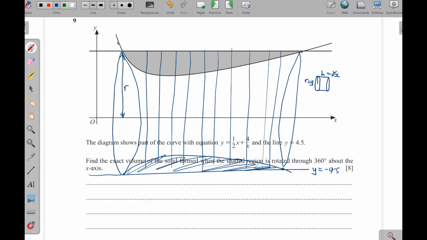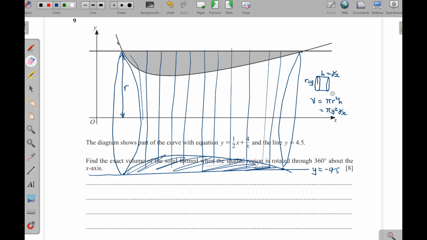Now, to get the volume of this cylinder generated, we are going to have this cylinder plus this other one plus this other one plus that other one. So all of them together, okay? But you know that the volume of a cylinder is equal to pi r squared h. So this will be pi y squared, and the h is delta x, okay?